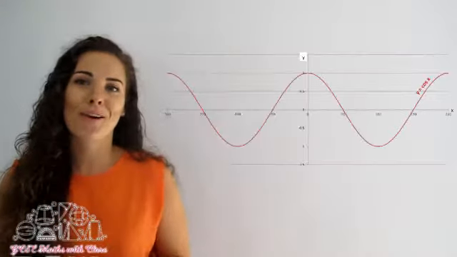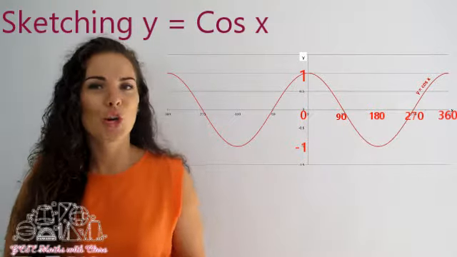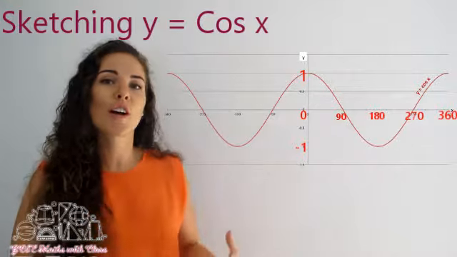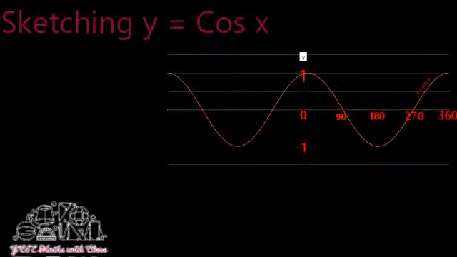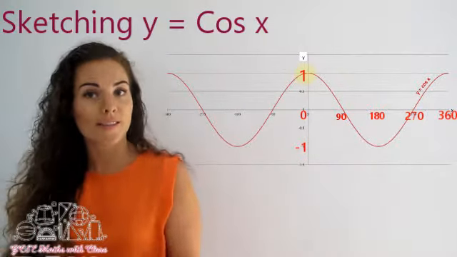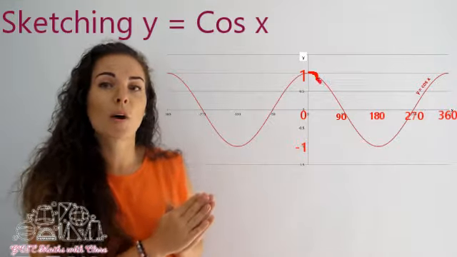Okay, now for the cos graph. It's very, very similar to the sine graph, and that's probably why it's so tricky, because students get them confused. So try to remember the differences between the graphs. So the cos curve looks something like this. The cos curve starts at 0, 1. So that's different to the sine curve, where the sine curve started at 0, 0. So the cos curve starts at 0, 1.